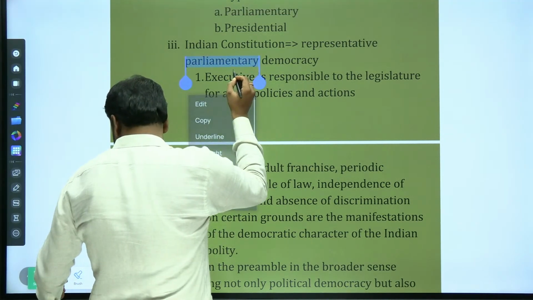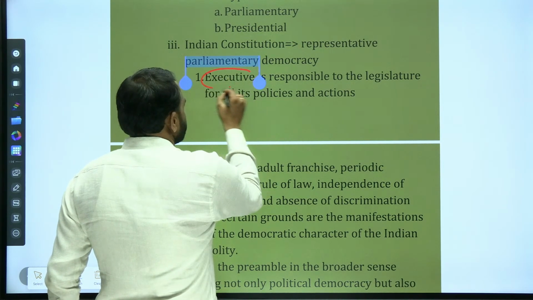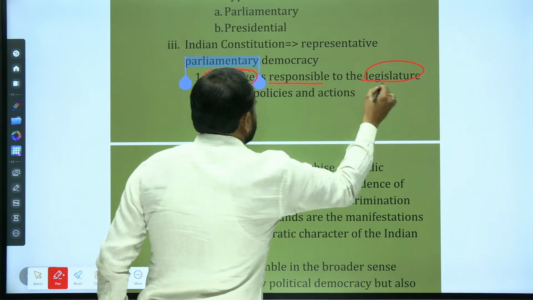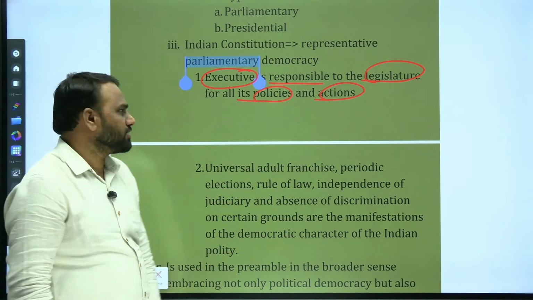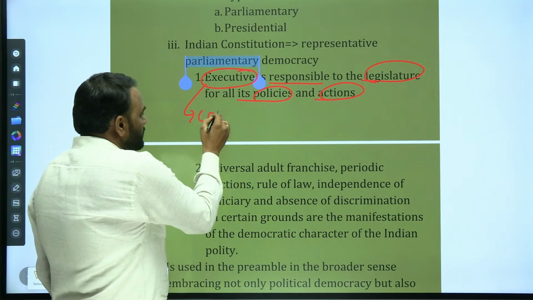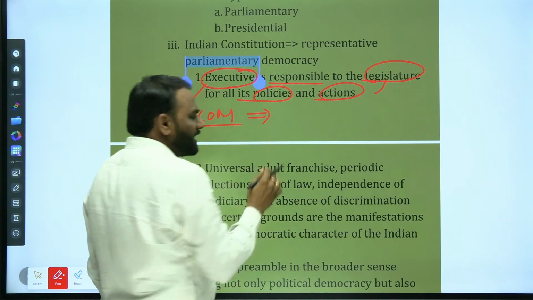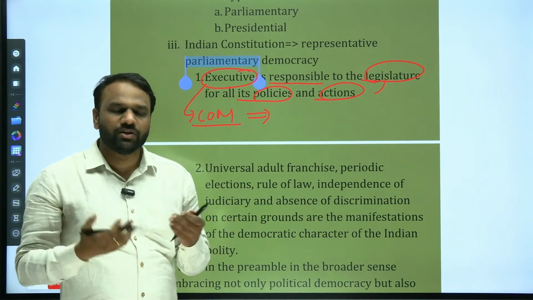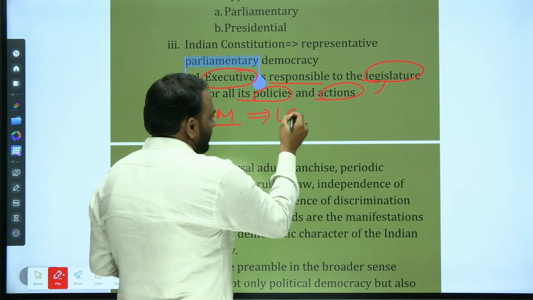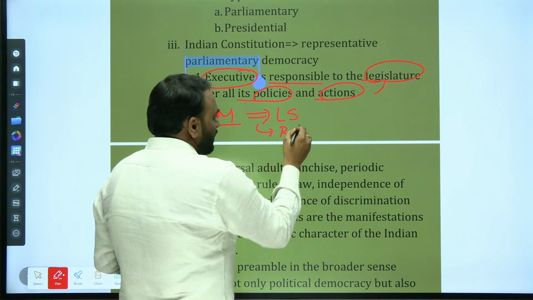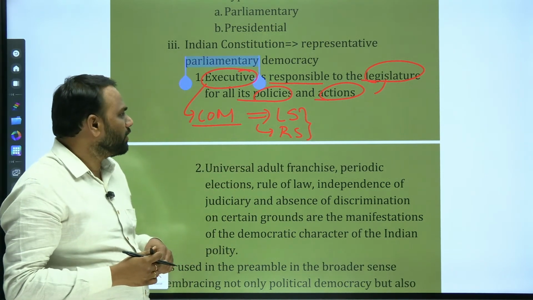The executive is responsible to the legislature for all its policies and actions. So who is the executive here? The Council of Ministers. Who is the legislature here? Let us confine our discussion to the central level; the same applies to states as well. When we say legislature, it is Lok Sabha and Rajya Sabha in general, and Lok Sabha in particular.